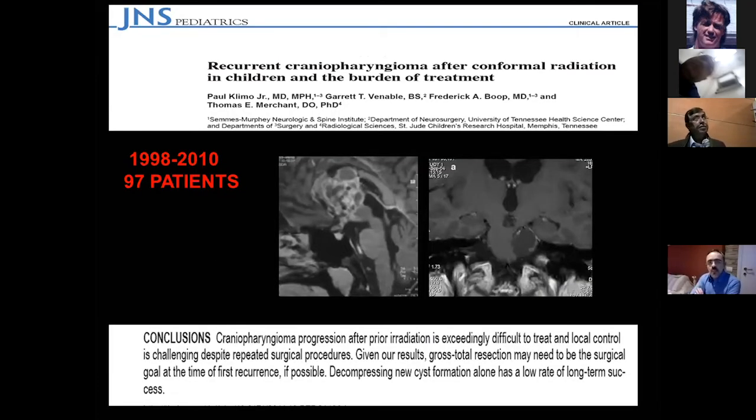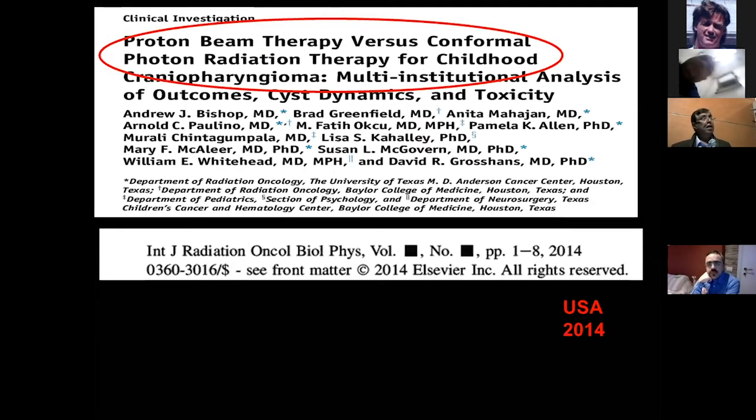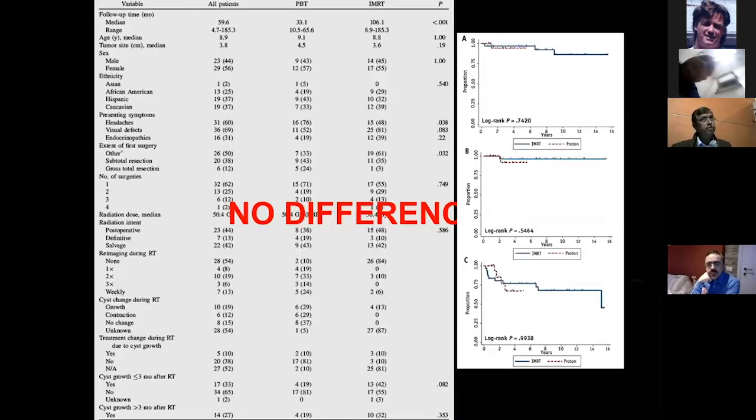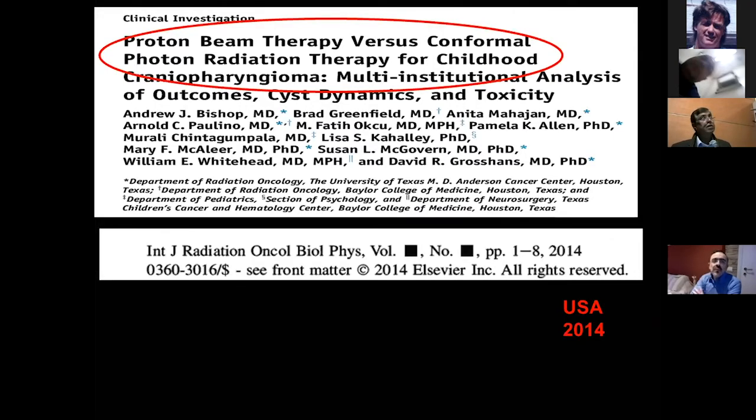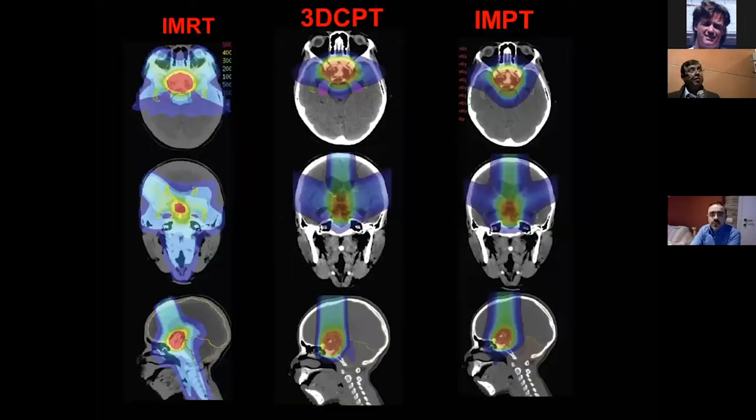And another paper treated by radiotherapy, 97 patients. And this paper, I think, comes from Memphis, Tennessee, in this period of time. And these are the lists of the patients. Another paper about proton beam therapy from Texas, Houston. And they could not find any difference between their various methods. Another paper from USA using a dosimetric assessment between IMRT or proton beam and IMRT radiotherapy, and the treatment is almost the same.